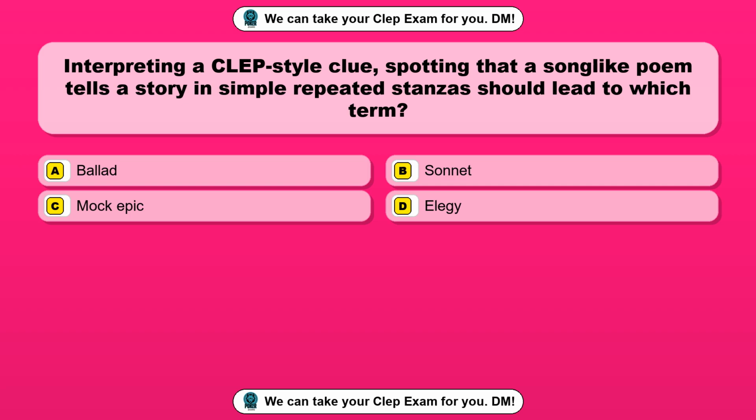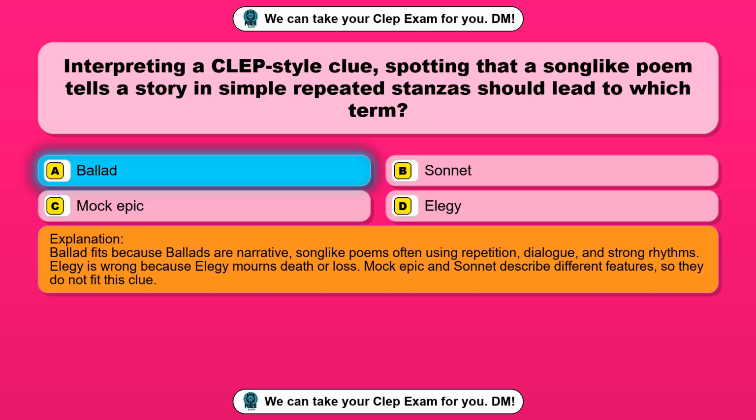Question 42. Interpreting a CLEP style clue, spotting that a song-like poem tells a story in simple repeated stanzas should lead to which term? Option A, ballad. Option B, sonnet. Option C, mock epic. Option D, elegy. The correct answer is option A, ballad.